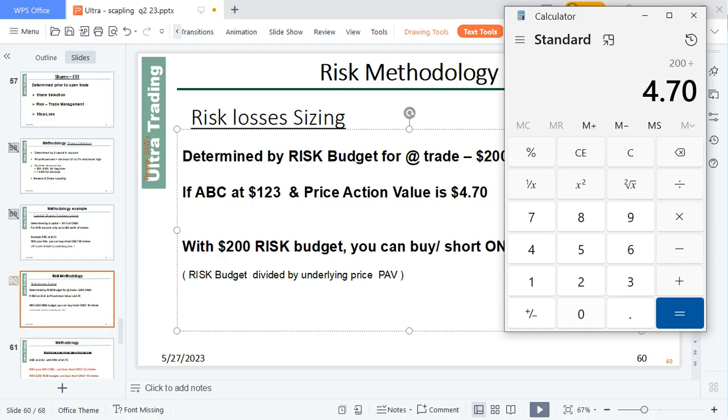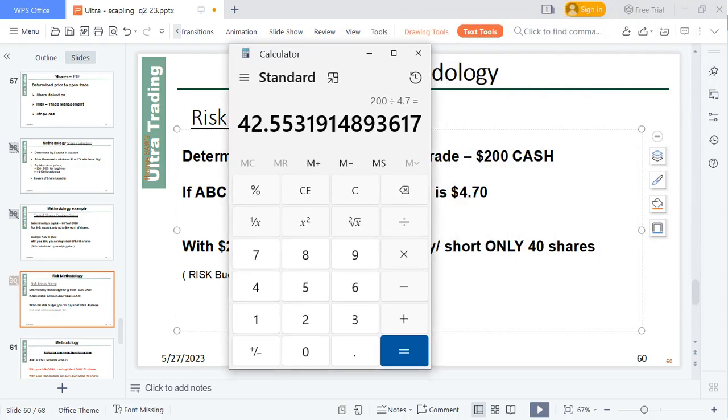You do day trading, how can you lose more than that? Okay? So now, let's say it's 4.70 and your risk capital is $200. So the ATR gives 42 shares. 42 shares is your maximum. Thomas, I can round to 40 shares. Nothing wrong, but it cannot be more than 42.